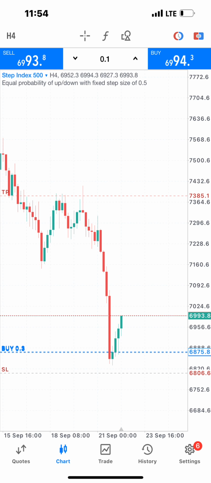You can see how powerful these candlesticks are. So it's actually running firm.